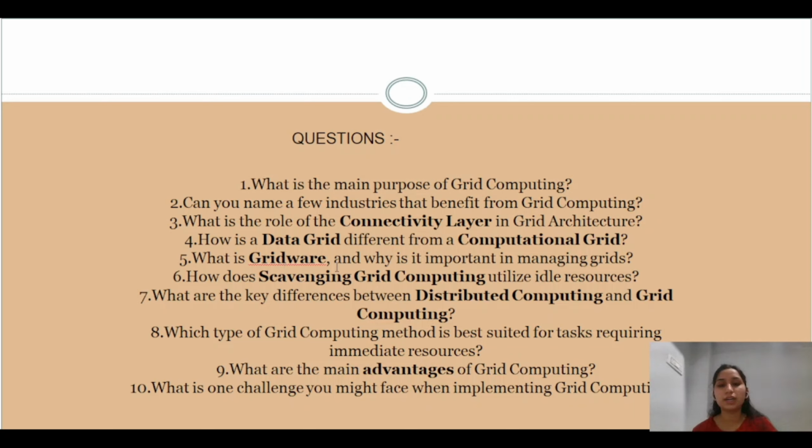Fifth: what is gridware and why is it important in managing grids? Sixth: how does data scavenging grid computing utilize idle resources? Seventh: what are the key differences between distributed computing and grid computing? Eighth: what type of grid computing method is best suited for tasks requiring immediate resources? Ninth: what are the main advantages of grid computing? And tenth: what is one challenge you might face when implementing grid computing?